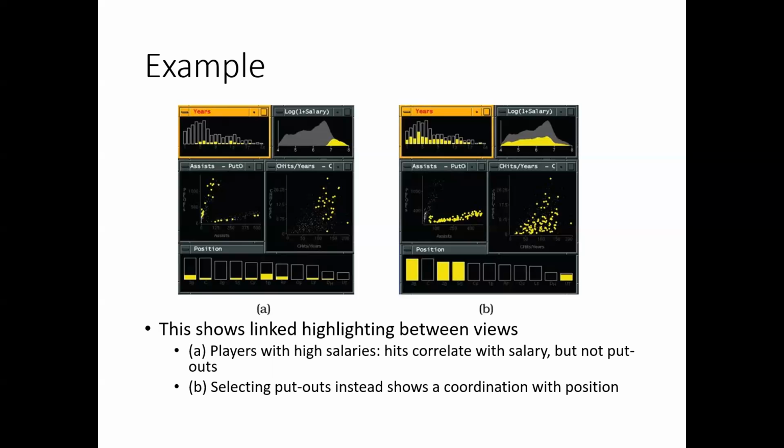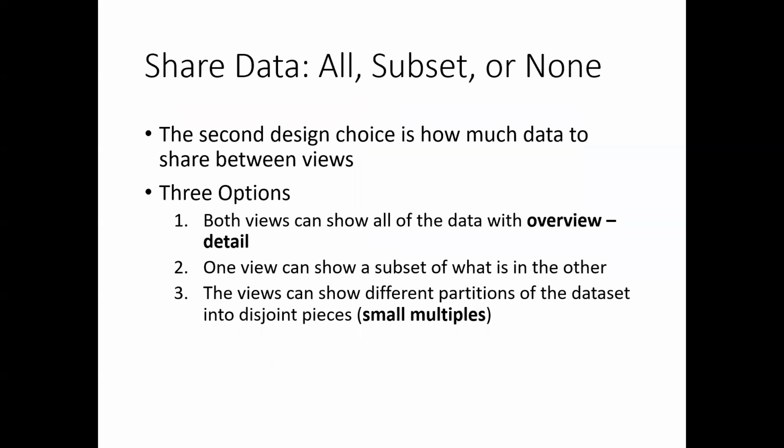And while a good catcher is worth a lot of money, you can typically pick up a really good first baseman who will record a lot of putouts. It's not necessarily the hardest fielding position there is. So if you look at part A, it shows players with high salaries, and the hits are correlated with the high salaries. If you select B, the putouts, then it shows a coordination between the putouts and the position.